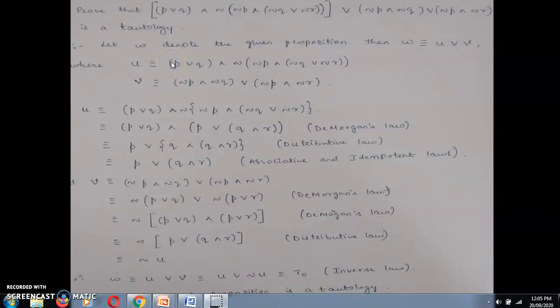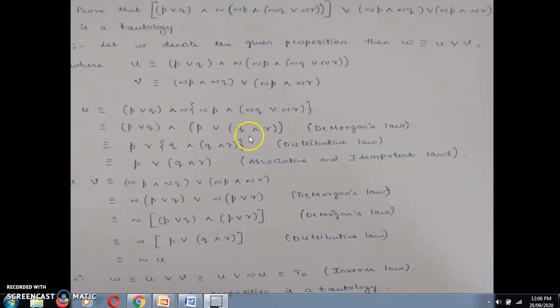Till now we were using a truth table, but in the last example also we have seen a similar example itself. So considering this as U, let us first simplify this one, and considering this as V, let us simplify this one. First we have written down this entire proposition, and we'll see which laws have been applied. The same proposition is written without applying any law.